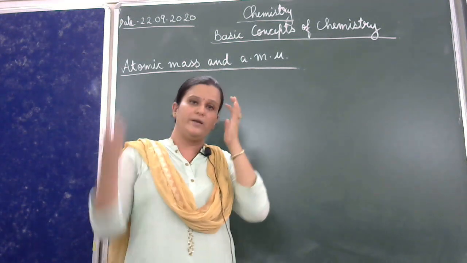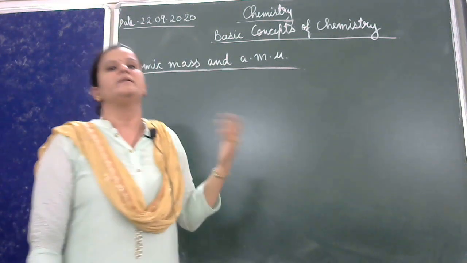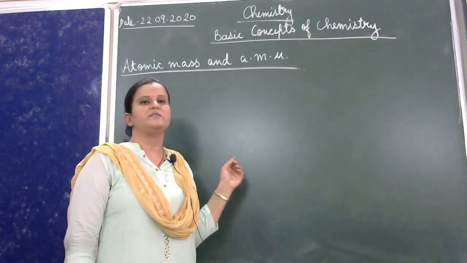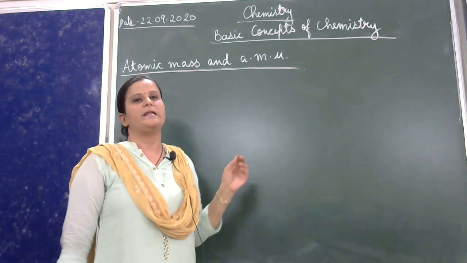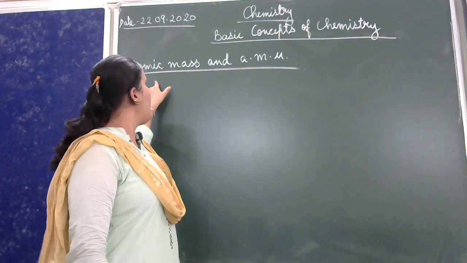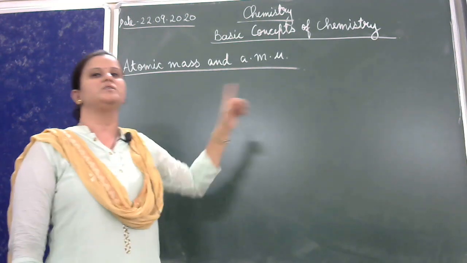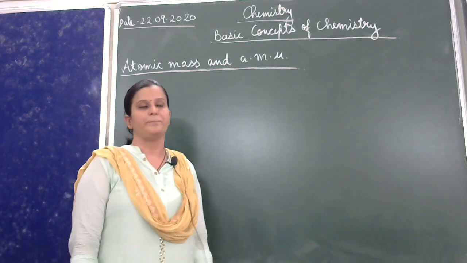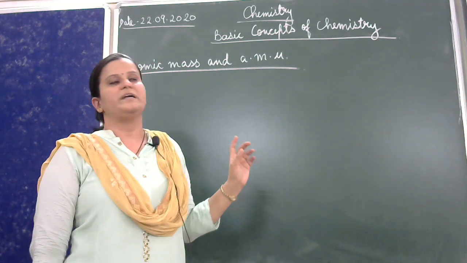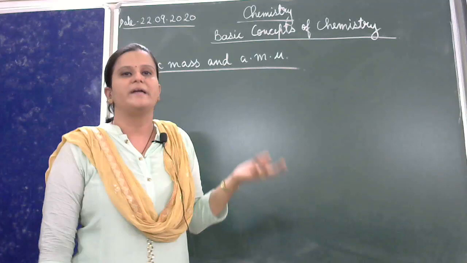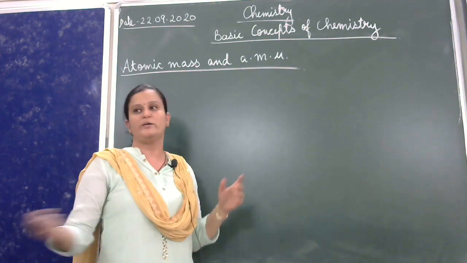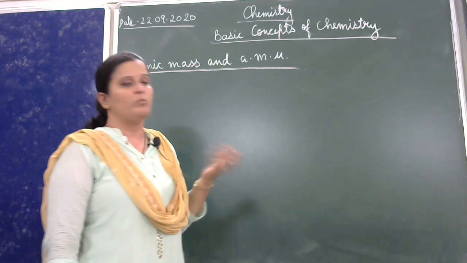Initially, in ancient times, when chemists were discovering different atoms or elements, there was a need to find out the atomic mass of that particular element. But the difficulty was that in those times they did not have any sophisticated equipment with which they could measure the atomic mass, which we do today.